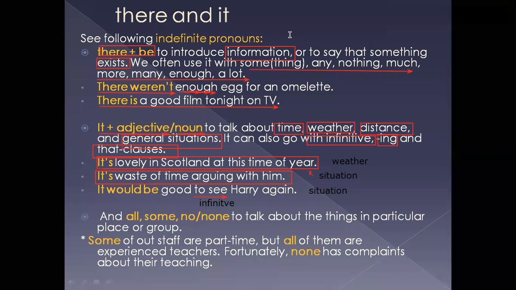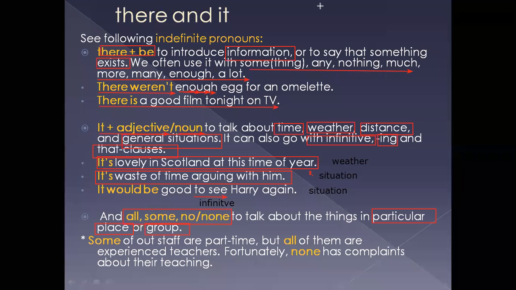Look at the for and some. No or none to talk about things in a particular place or group. But what are those? They are particular. When we talk about things in a particular place or a group, we use all, some, no, none. Some of our staff are part-time, but all of them are experienced teachers. Fortunately, what is the word behind that one? Sorry. Name it. What is this word? Fortunately. Can you complete it? Because my screen has some spots and I cannot read the words behind it. None has complaints about their teaching.